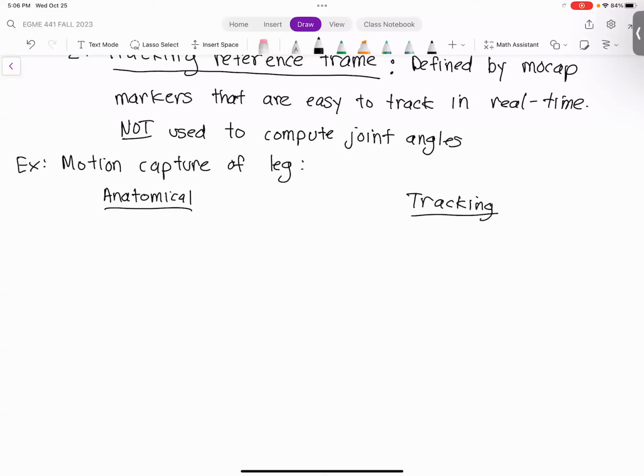Keep in mind that when you're doing motion capture, the cameras are always around you, right? And so the best locations for the tracking reference frame are going to be somewhere on the exterior of your body. Okay. And so this is from a frontal view, so you're viewing someone's leg from the front.